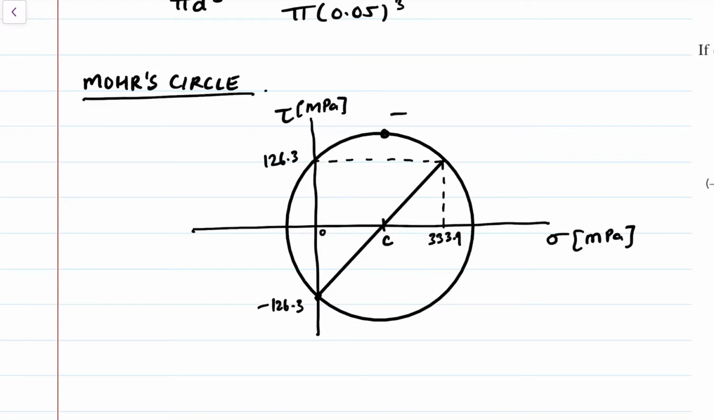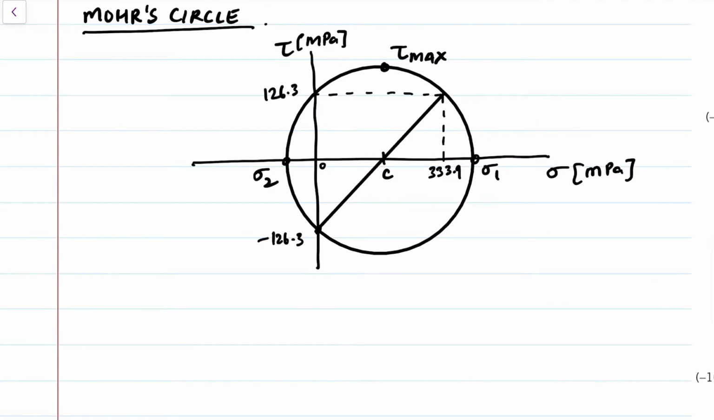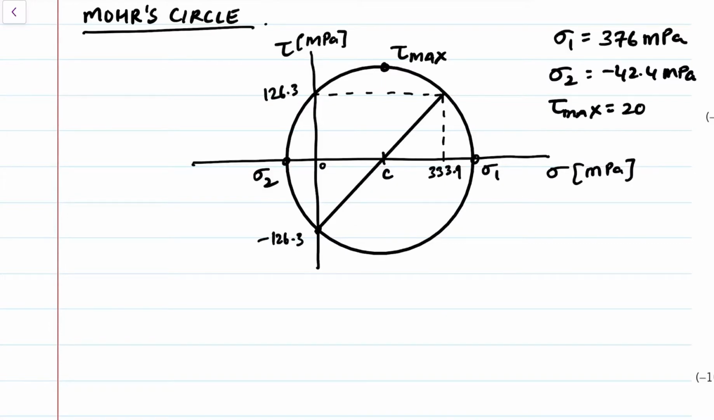This is your tau max. This is your sigma 1, and this is your sigma 2. And here sigma 1, if you calculate it correctly, should be 376 megapascals. Sigma 2 is negative 42.4 megapascals, and tau max is equal to the radius, which is 209 megapascals.